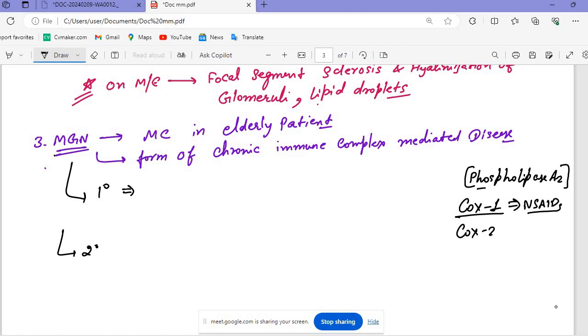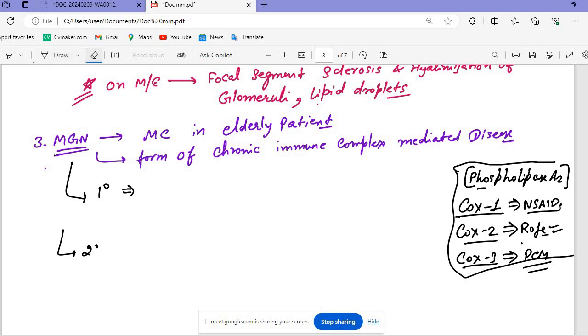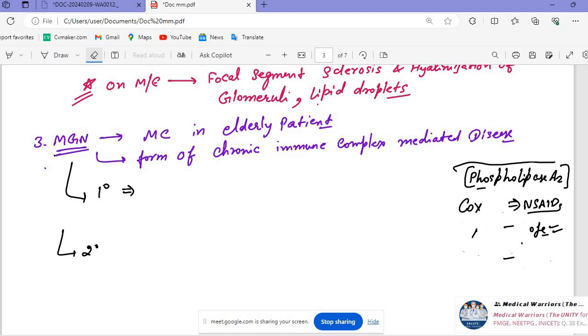COX2, we have the drugs like, what drugs? Rofecoxib and the like, all these were COX-2 inhibitors, but Rofecoxib and these were withdrawn because of myocardial infarctions. Then COX-3 we have paracetamol. So this was the COX-3 inhibitor. I hope this helps as a recall, because they can ask you about drugs, not similar drugs, but you should retain everything so that you can connect your neurons to each other.